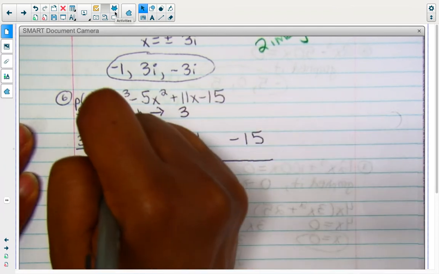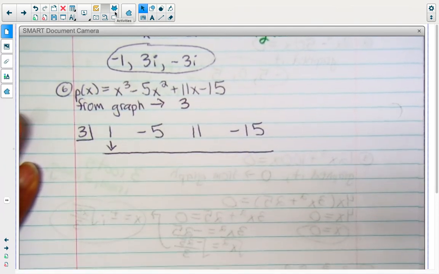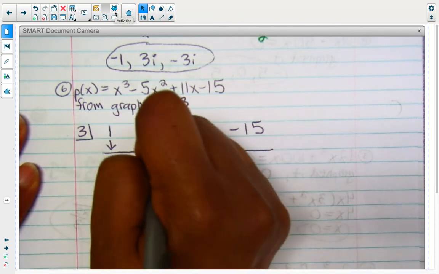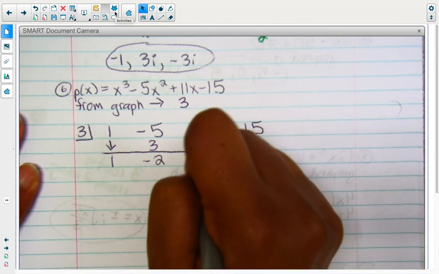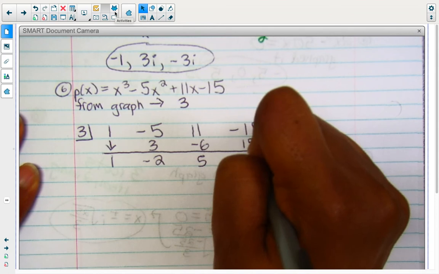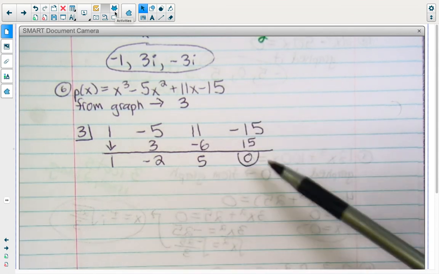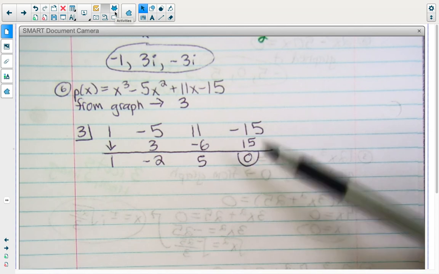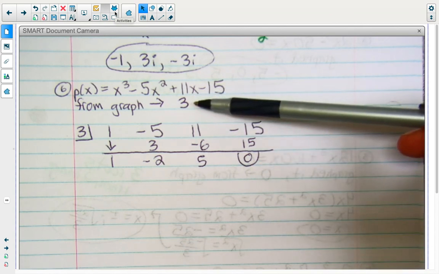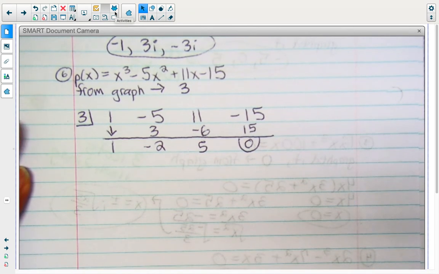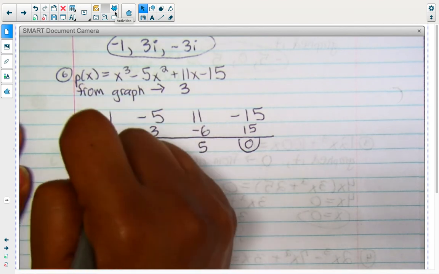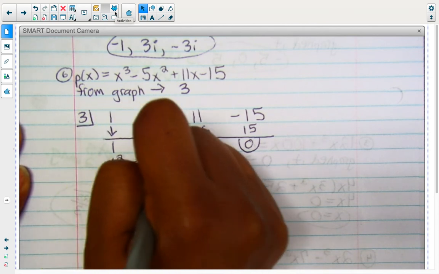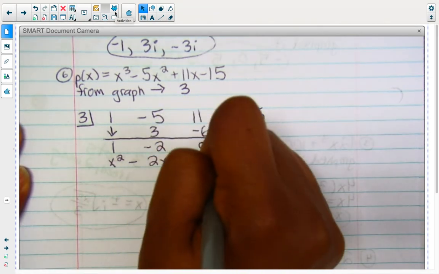Draw your line. First number comes straight down, and off we go. 1 times 3, add, multiply, add, multiply, add. Again, if you got anything other than 0 here, you did something wrong because we already got our real solution from the graph. We're now looking for our imaginary solutions. So from here, we're going to write our answer. It started x to the third, so my answer needs to start x squared. So this is going to be x squared minus 2x plus 5 equals 0.